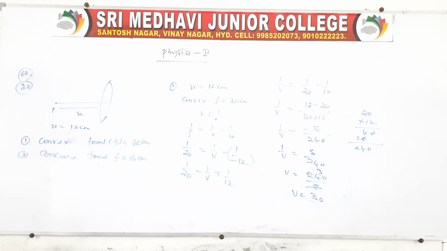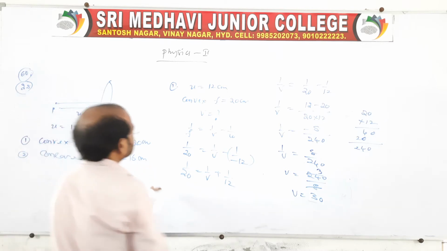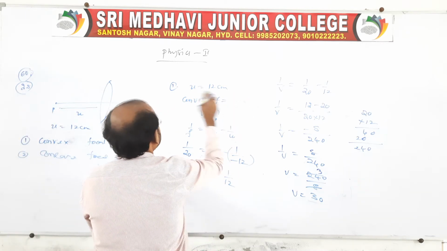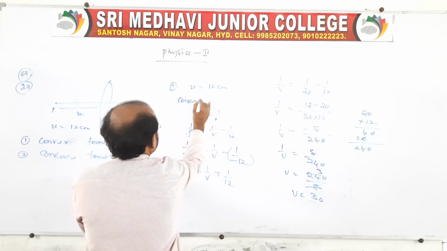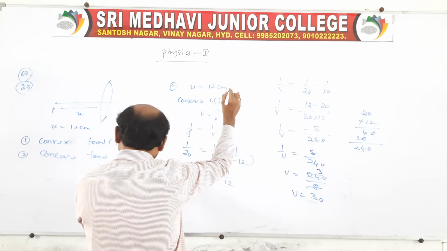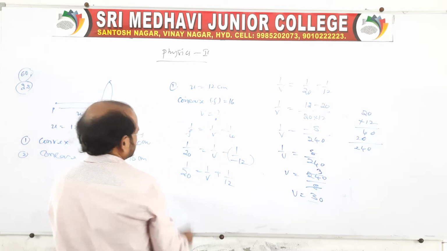Clear? This is for using which one? For a convex lens. And you go for the concave. Same, you take a concave. Now the concave lens, focal length is given. You take a concave lens. f is equal to, this is given as 16 centimeter. Again you find the image. So take the same thing.